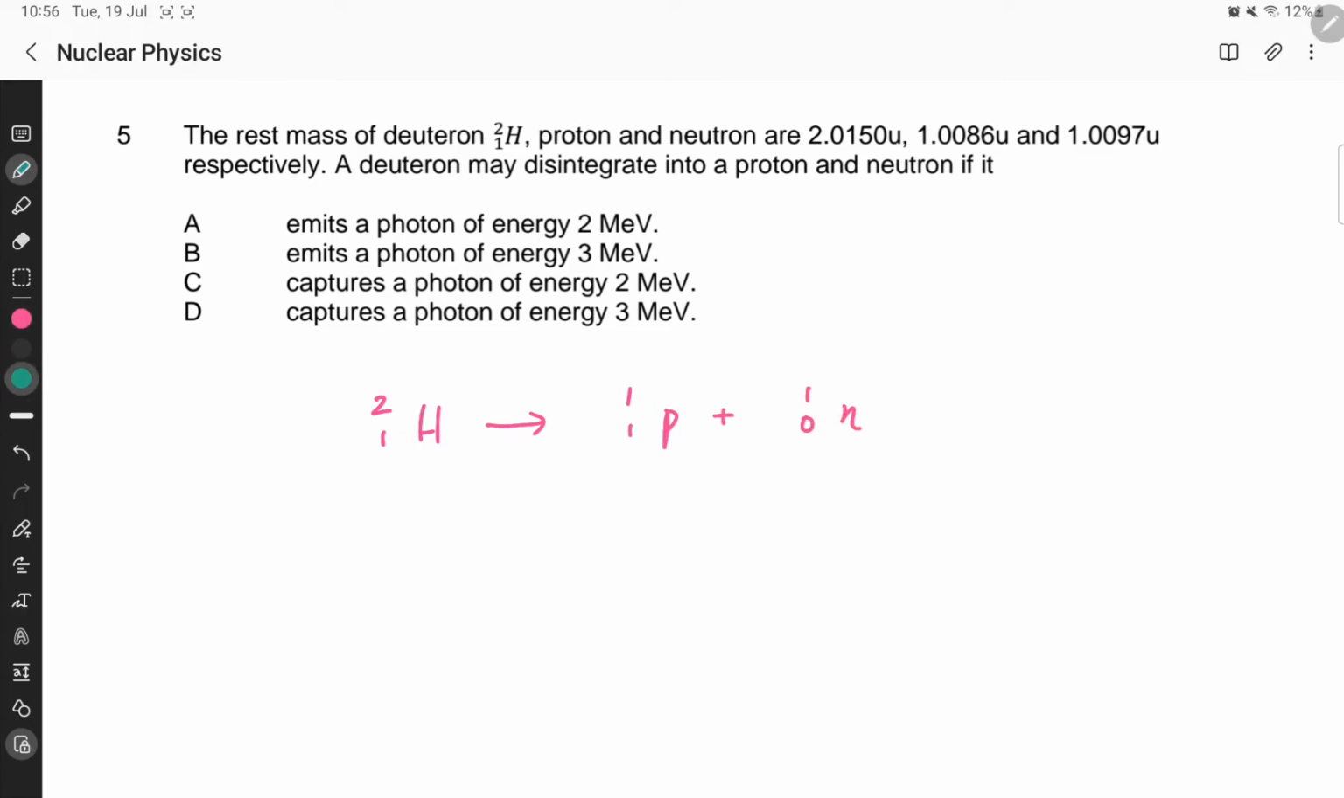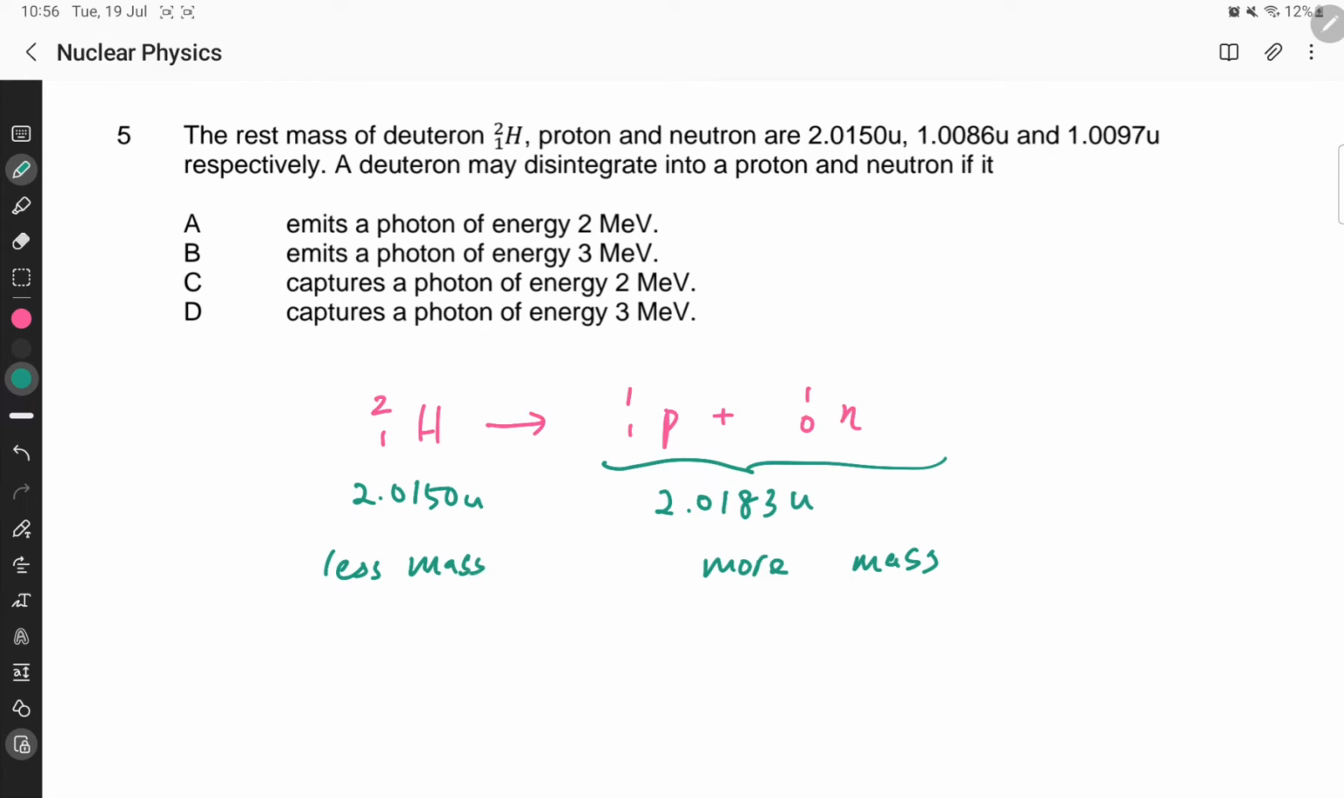On the left hand side, the mass is 2.0150 U. On the right hand side, these two sum together to give you, let me calculate, 2.0183 U. I hope I have done that right. So you can see that the mass has increased. So the right hand side has more mass, then the left hand side has less mass.